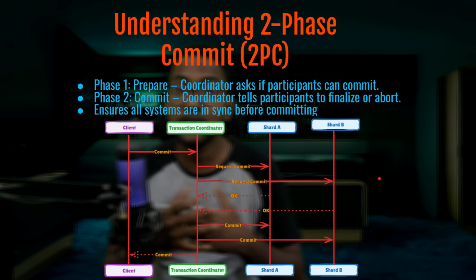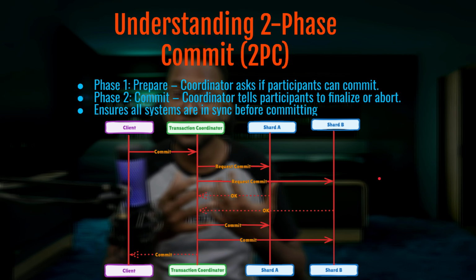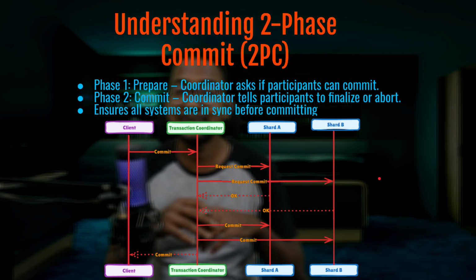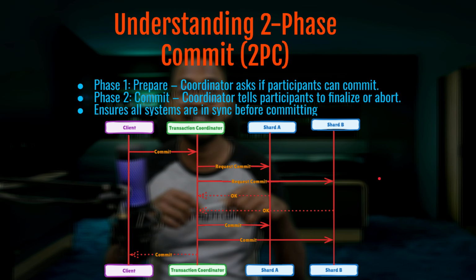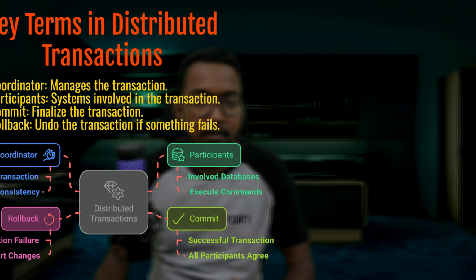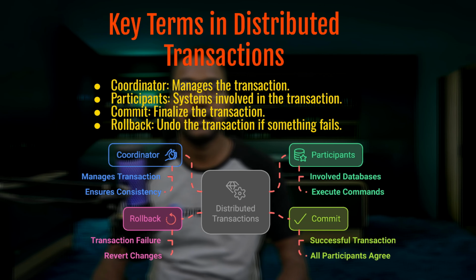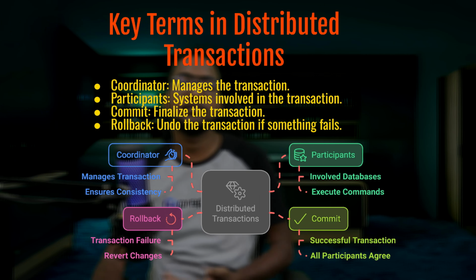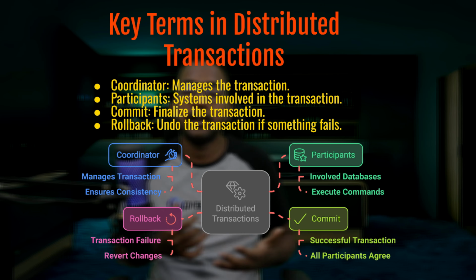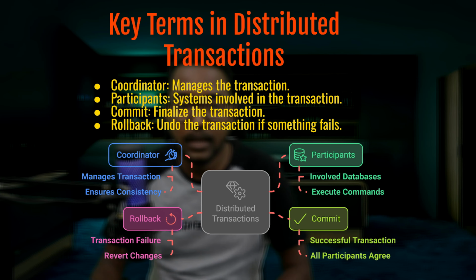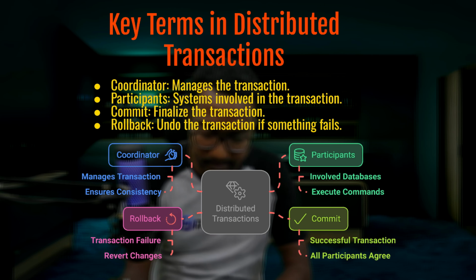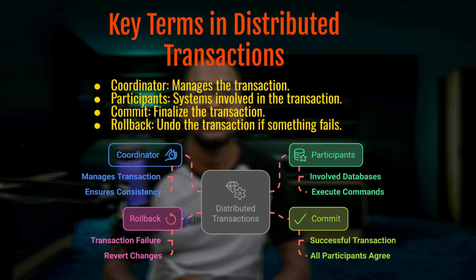Now that we have covered how the two-phase commit protocol works, let's break down some key terms that you will encounter when discussing distributed transactions. Understanding these terms will help you better grasp how all the components work together. So we have here the coordinator, participants, commit, and rollback.